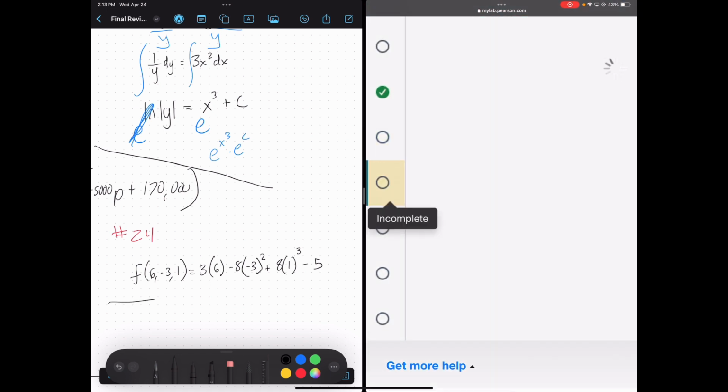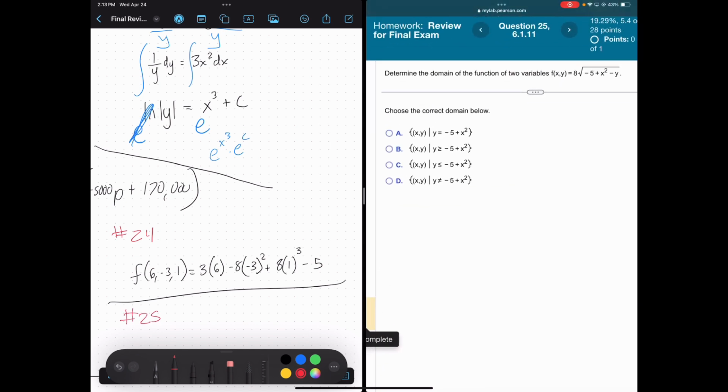25. Domain. Domain of multivariable functions. Well, why is domain even something I'm worried about with this problem? What do I have in here that's going to affect my domain? Why do I need to worry about domain for this specific problem?